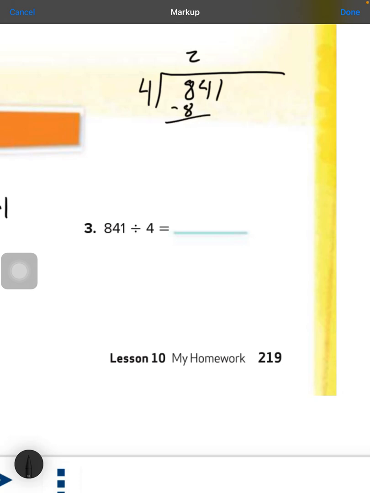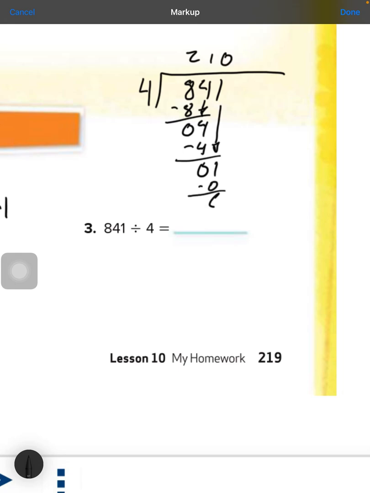All right, 4 will go into 8 twice. 2 times 4 is 8. 8 minus 8 is 0. Bring down the 4. 4 will go into 4 once. 1 times 4 is 4. 4 minus 4 is 0. Bring the 1 down. 4 will not go into 1.